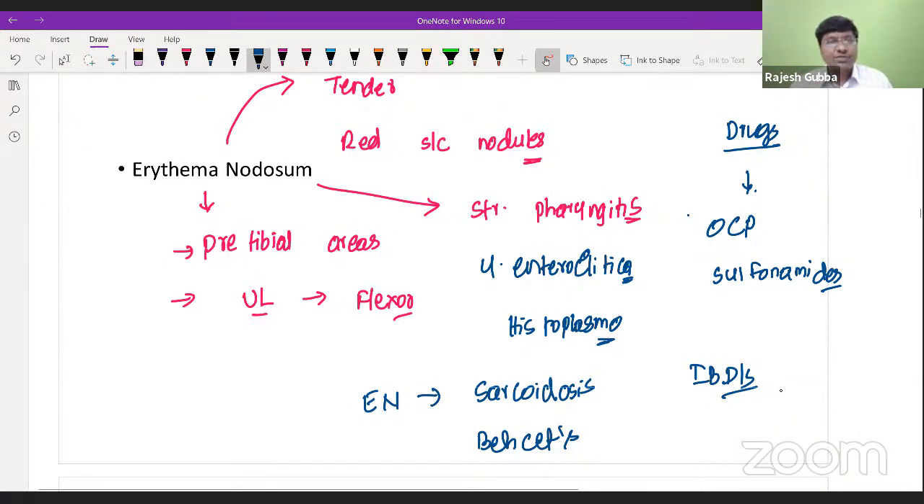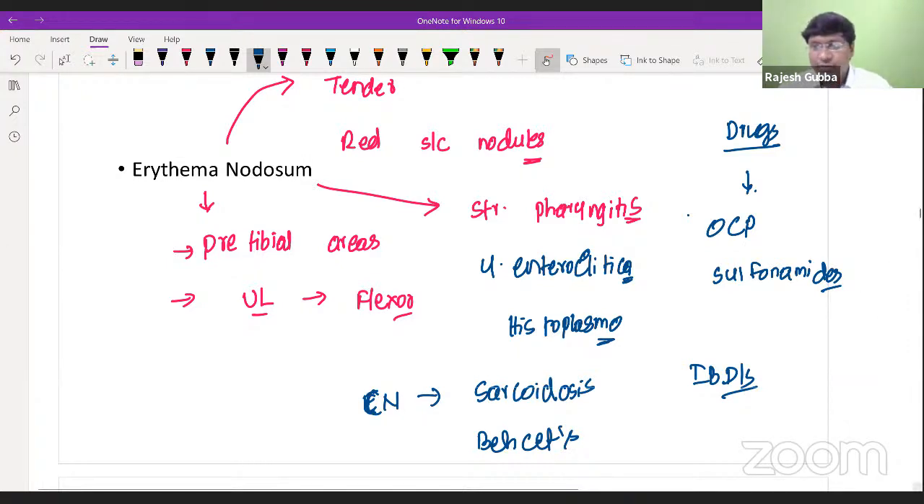But this Erythema Nodosum, it is a tender, red, subcutaneous nodule seen in the pretibial areas, also seen in the flexor compartment. Right? Very commonly, it is seen in case of streptococcal pharyngitis, Yersinia enterocolitica, and histoplasma. And even connective tissue disorders, you have this, for example, sarcoidosis and Behçet's. And drugs which are responsible for the development of Erythema Nodosum include oral contraceptive pills and sulfonamides.